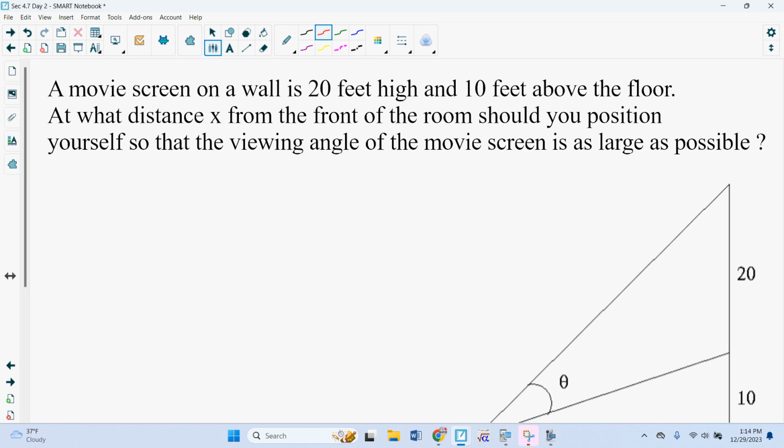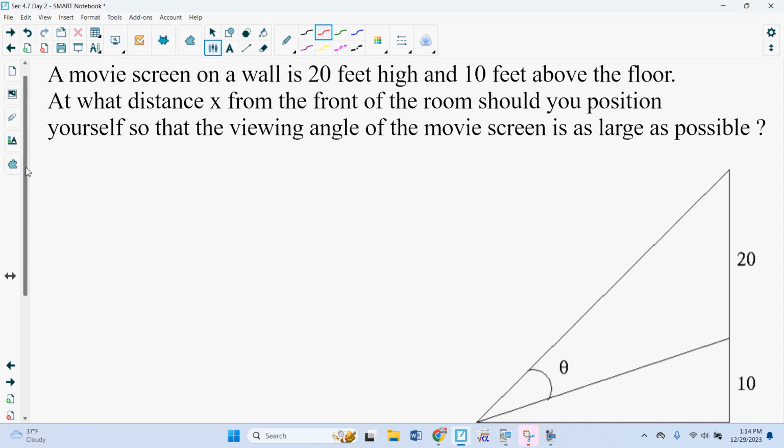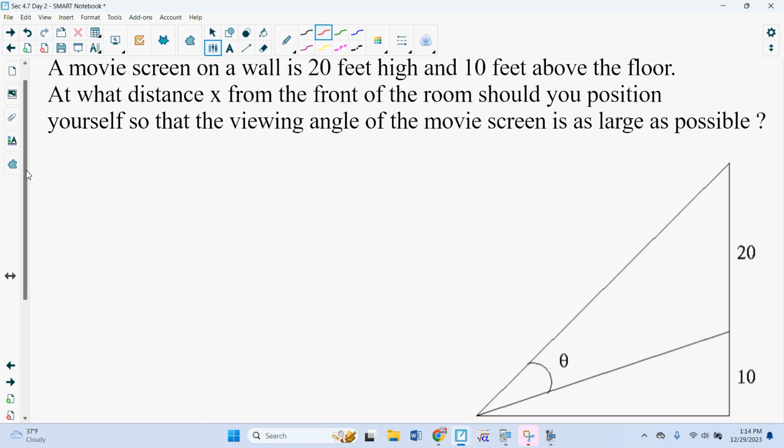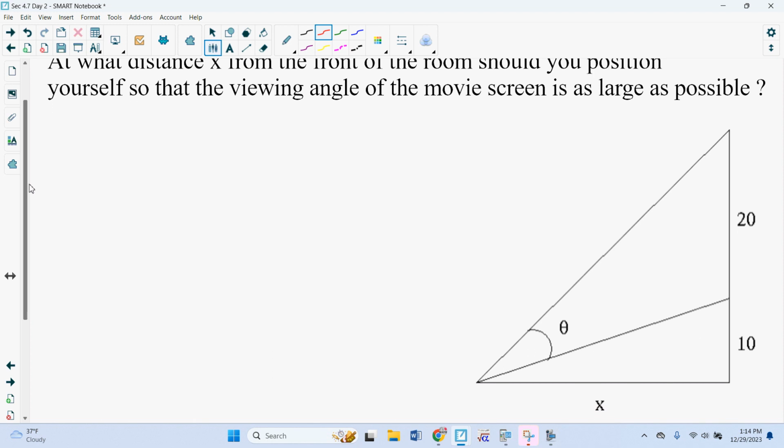So another example. A little more complicated here using some angles and some trig. The movie screen on a wall is 20 feet high, 10 feet above the floor. At what distance x from the front of the room should you position yourself so the viewing angle of the movie screen is as large as possible?